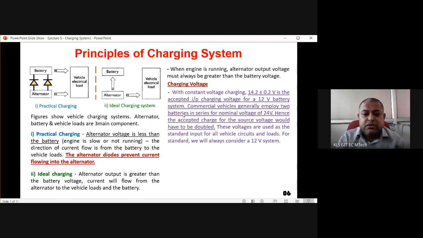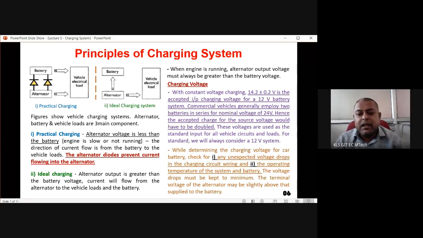So these voltages are used as the standard input for all vehicle circuits and loads. For standard, we will always consider a 12 volt system. So two 12 volt systems we'll be considering. While determining the charging voltage for a car battery, check: the alternator is charging the battery. So what all things are we supposed to check while charging the batteries? Number one, any unexpected voltage drop in the charging circuit or wiring. We are continuously charging the battery, and the battery is continuously supplying the load. We should see that there is no place where the charge is getting unnecessarily wasted.